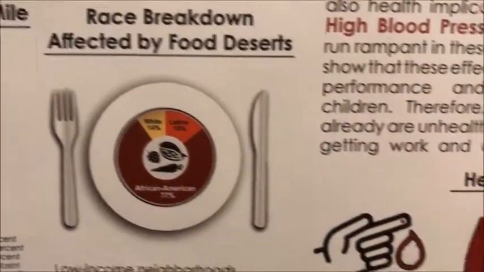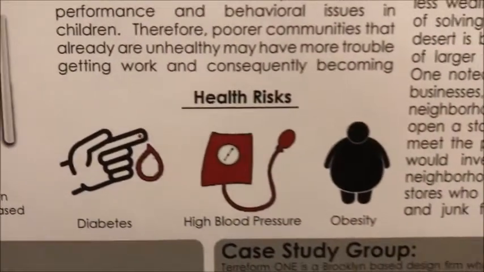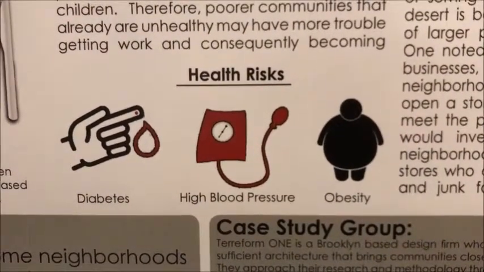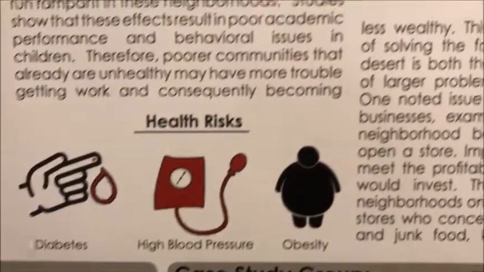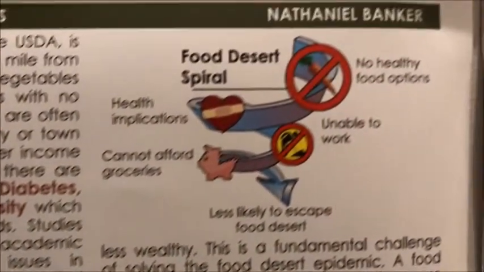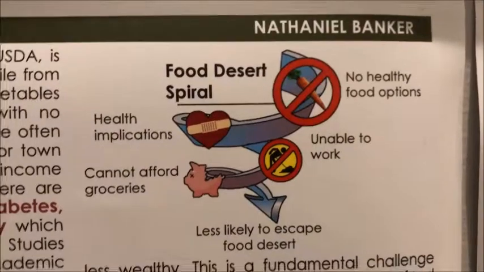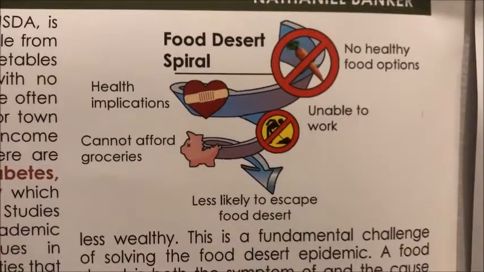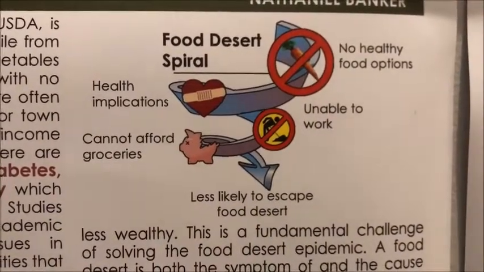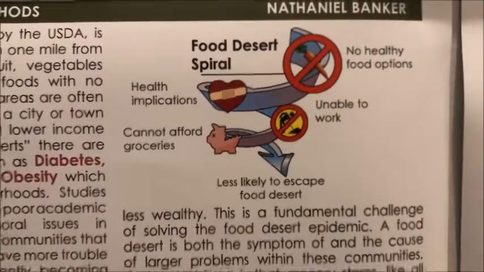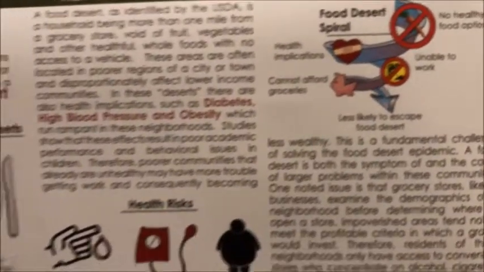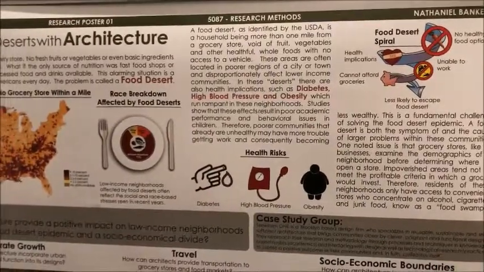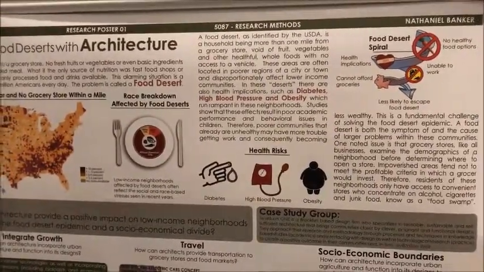In these deserts, there are also health implications, such as diabetes, high blood pressure, and obesity, which run rampant in these neighborhoods. Studies show that these effects result in poor academic performance and behavioral issues in children. Therefore, poorer communities that already are unhealthy may have more trouble getting work and consequently becoming less wealthy. This is a fundamental challenge of solving the food desert epidemic. A food desert is both the symptom of and the cause of larger problems within these communities.